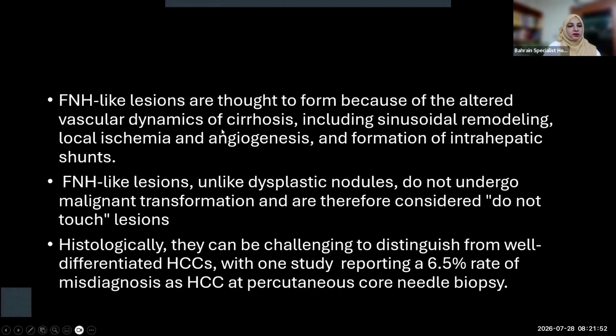FNH-like lesions are thought to form because of the altered vascular dynamics of cirrhosis, including sinusoidal remodeling, local ischemia, angiogenesis, and formation of intrahepatic shunts. These lesions, unlike dysplastic nodules, do not undergo malignant transformation and therefore should be left alone. Histologically, they can be challenging to distinguish from well-differentiated HCC. So not just radiologically, even histologically, they are very challenging and may appear similar to well-differentiated hepatocellular carcinomas. A study reports that about 6.5% of cases of FNH were misdiagnosed as HCC on percutaneous needle biopsy. There are even case reports vice versa, in which cases were diagnosed as FNH and eventually turned out to be HCC, which we will discuss.